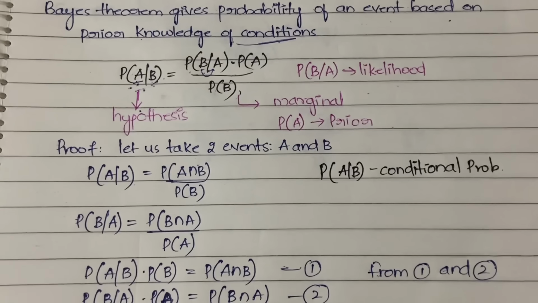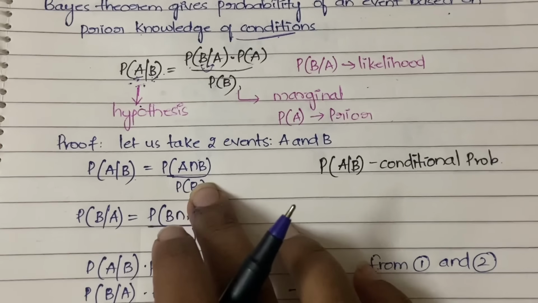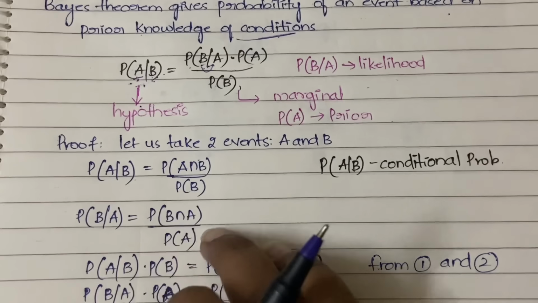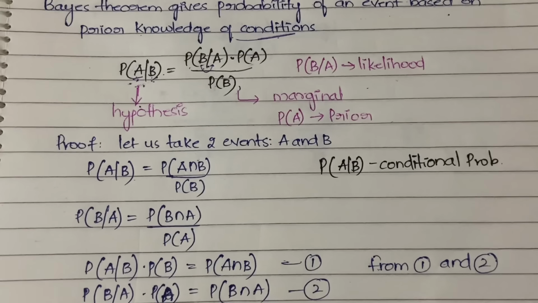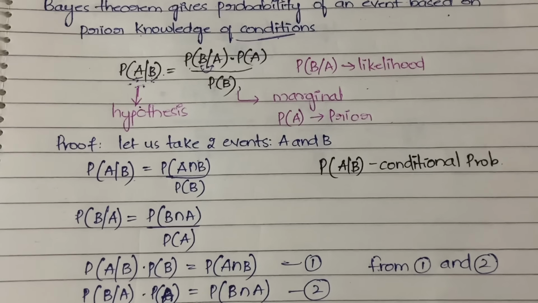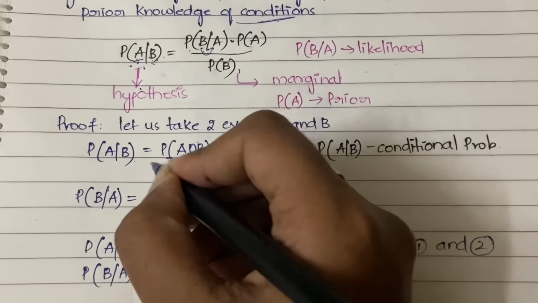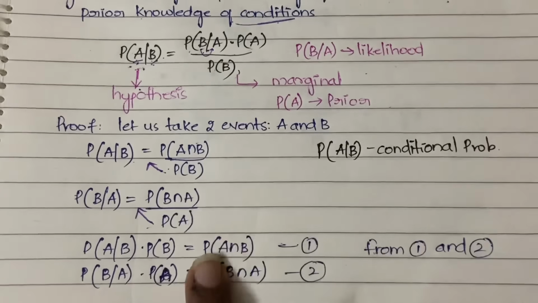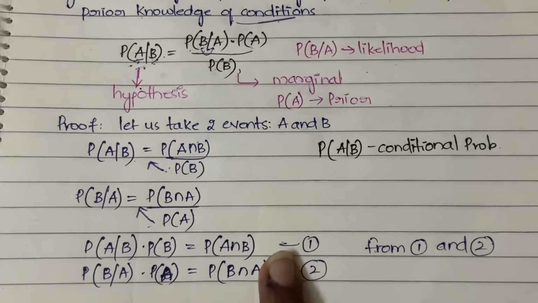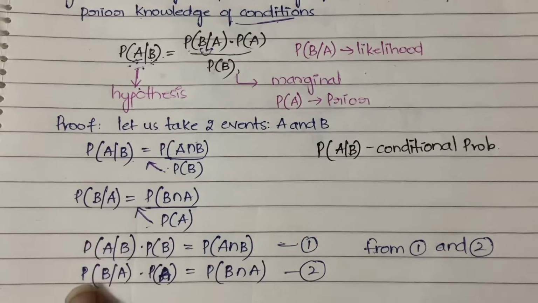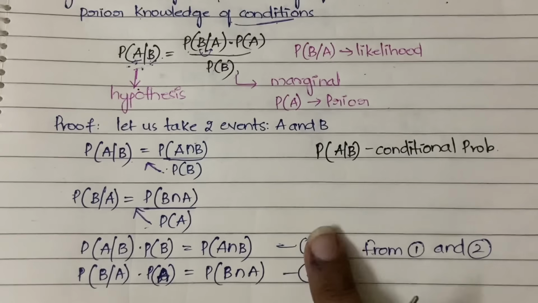According to conditional probability, we know that P of A given B is equal to P of A intersection B by P of B, and P of B given A is equal to P of B intersection A by P of A. These two are the formulas for conditional probability. Now send P of B over to this side and P of A over to this side. Then we get P of A given B into P of B is equal to P of A intersection B. And here, sending P of A to this side, P of B given A into P of A is equal to P of B intersection A. So that is the second equation. We got two equations.